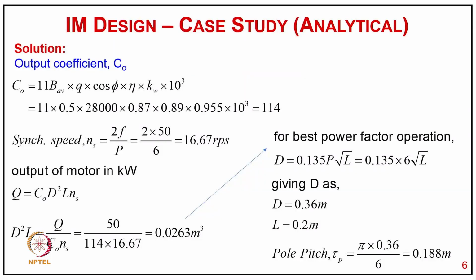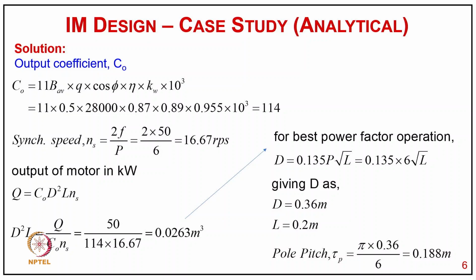Coming to the calculation of the output coefficient, which we already talked about, 11 B average q into cos phi into eta into kW into 10 power minus 3, it comes to 114. Then we have the synchronous speed in RPS, 2f upon P, or in RPM it is 120 f by P. Because the frequency is 50 Hz and the number of poles is 6, it is 2 into 50 by 6, so it comes to 16.67 revolutions per second.